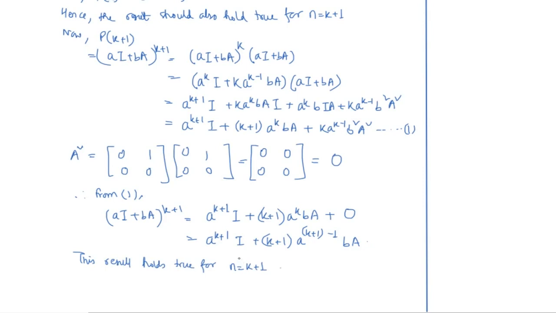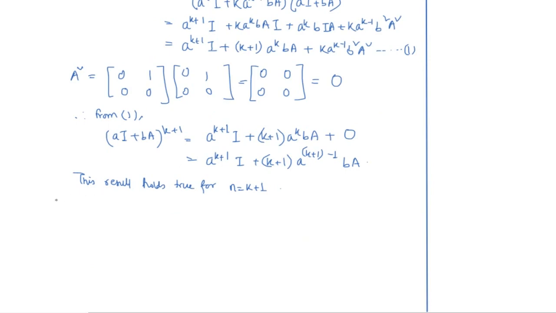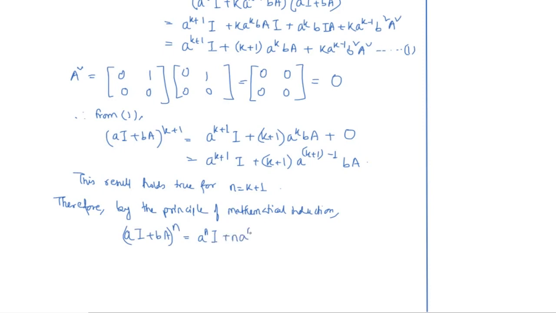Hence it must hold true for all n. Alright, so therefore we are going to write the final statement by the principle of mathematical induction: (A = I + B)^n... A^n = I + nB... where A = [[0,1],[0,0]] and n belongs to the set of natural numbers.